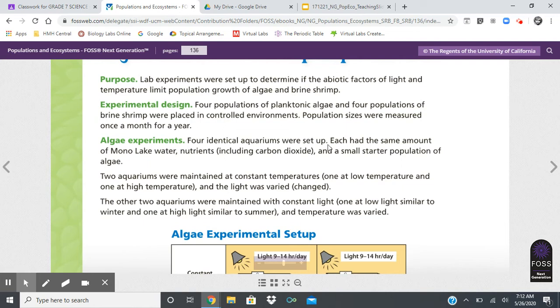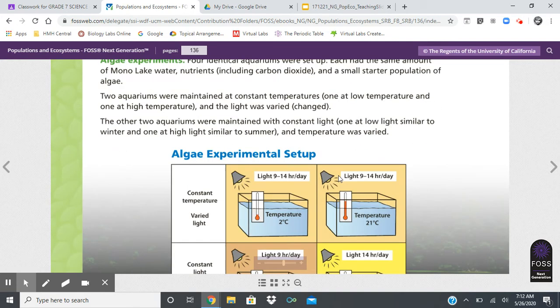So here's what we have. They set up 4 aquariums. They had the same amount of Mono Lake water, the same amount of nutrients like CO2, the amount of salt that was in there, nitrogen, whatever, and a small population of algae. And 2 of the tanks they kept at a constant temperature, one at a low temperature, one at a high temperature, and they varied the light.